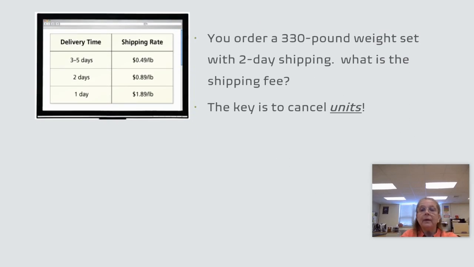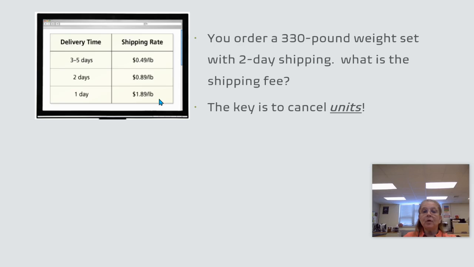Okay, so here we're given, you walk into a post office or a postal shipping area, and they give you these charts for shipping. And as you look on this chart, 3 to 5 days is 49 cents per pound. 2 days is 89 cents per pound, and 1 day is $1.89 per pound.